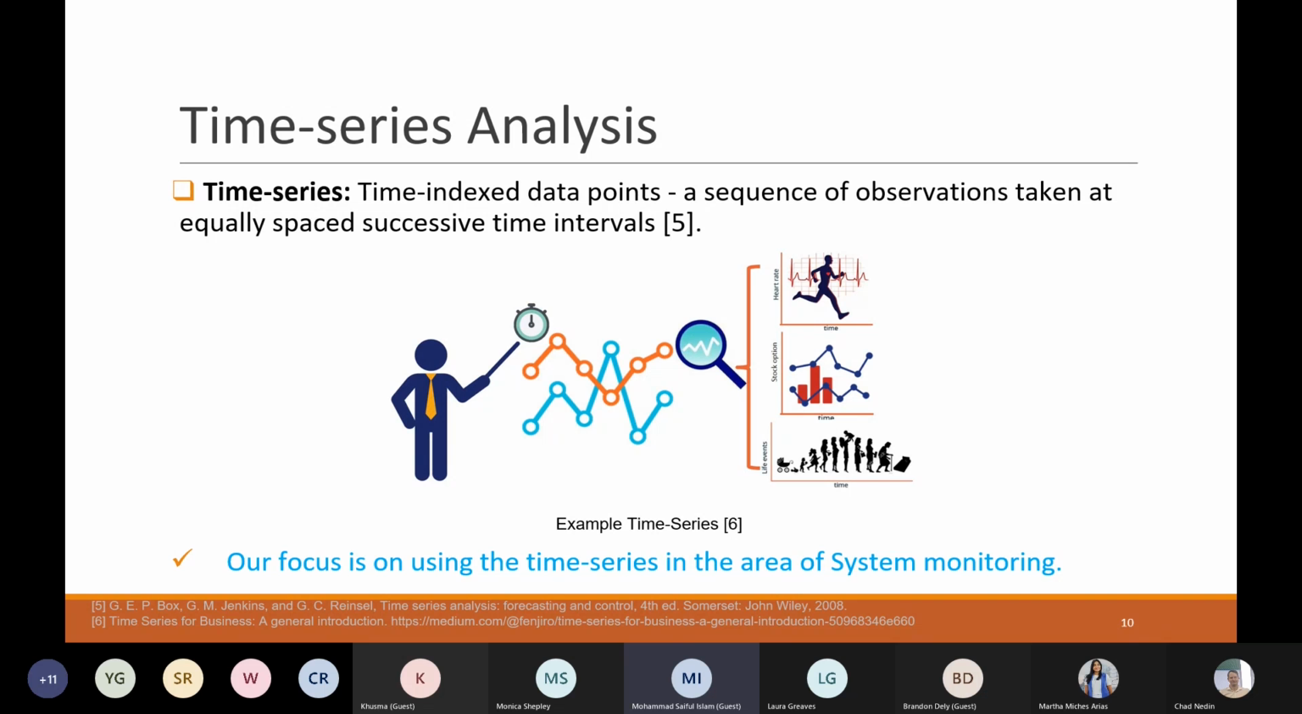Let's talk about time series. In general, time series are data points of a sequence of observations indexed in time order. So it is a sequence of discrete time data. Domains like applied science and engineering fields, like communication, signal processing, weather forecasting, and earthquake prediction, highly rely on time series data to find patterns and trends so that they can forecast what's going to happen next. Our focus is on using time series in the area of system monitoring, and that system could be a cloud system, or any production or operational environment.